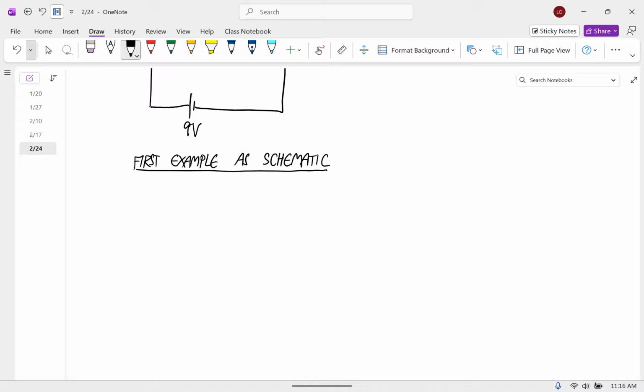And you can put this stuff anywhere. I guess I'll put it in a different orientation. Like we could do it with the battery over here, the resistor here. This was 1,000 ohms. This was 9 volts. Okay.